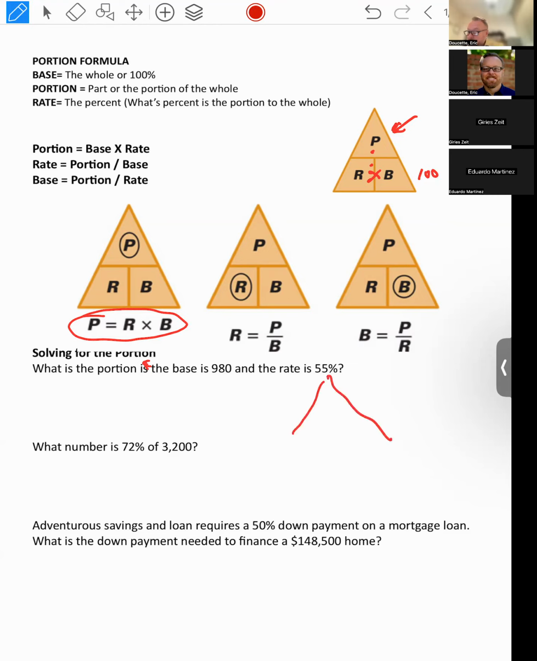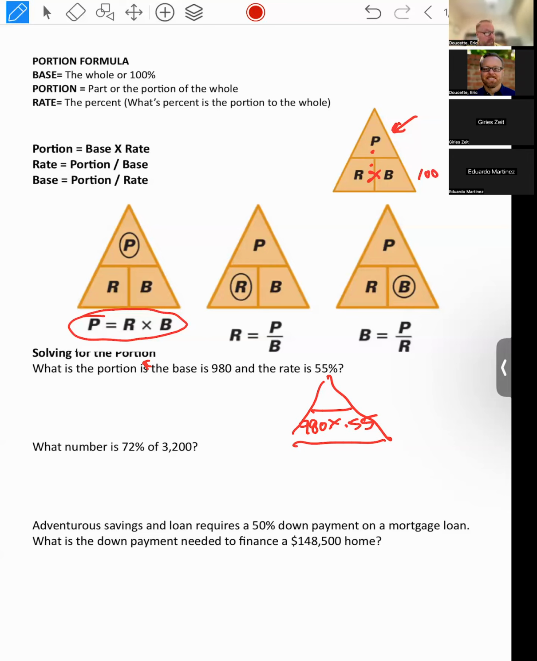If I drew the little formula, by the way, I like to do the base first. It's just easier for me. So base times the rate, 0.55, is going to give me the portion. What that's saying is, what is 55% of 980? 980 is the 100%. So what is 55% of 980?